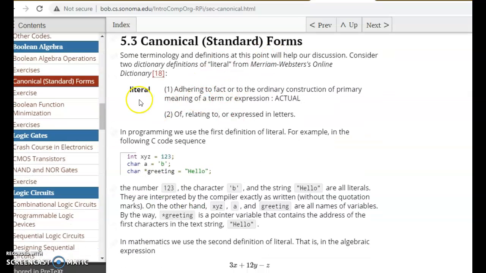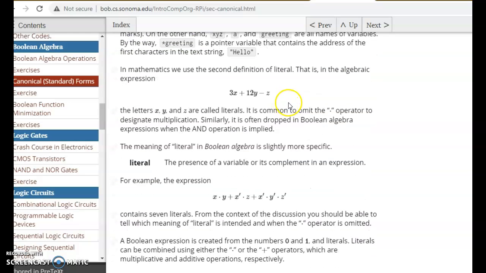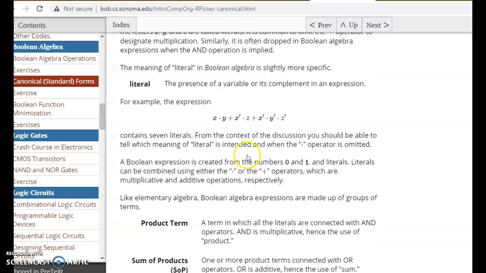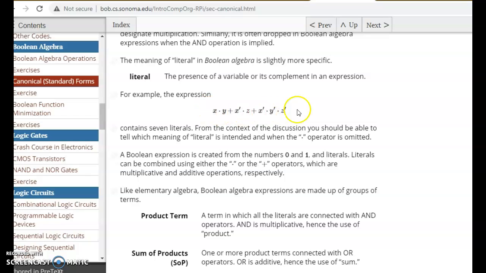So first, there's some terminology to know, and that's literal. It just means that it's adhering to a primary term or expression. So what that means is you don't have to calculate it. If it's a literal, then it's just as it is. So a literal can be expressed as a variable because it's an expression that's unchanging. So when we create an expression, we use these as literals.